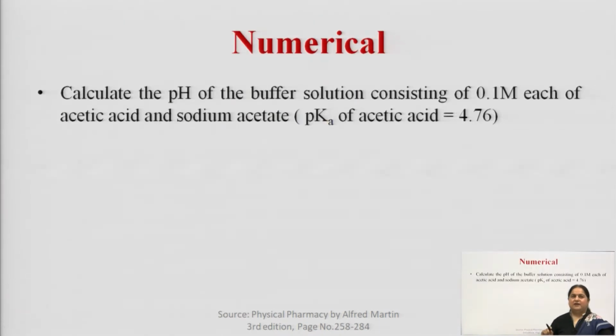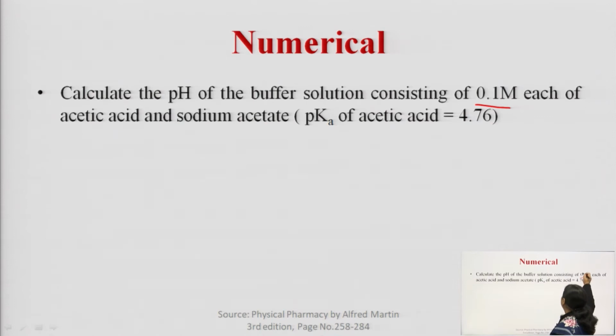So, let me take a numerical based on this equation. Calculate the pH of a buffer solution consisting of 0.1 mole each of acetic acid and sodium acetate, and the pKa of acetic acid is 4.76. So, it has been given to us.